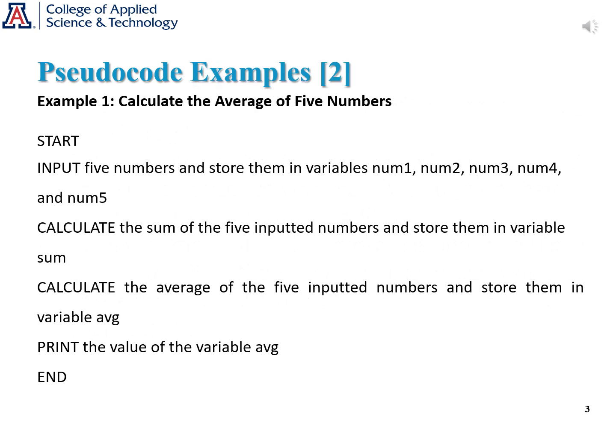Here we will cover two examples on how to write a pseudocode. First example on calculating the average of 5 numbers. So as you see, we start with the word start. Then you input the 5 numbers and store them in variables. We call them num1, num2, num3, num4, and num5. And then we do the calculation: calculate the sum of the 5 inputted numbers and store them in variable sum. And then we can also calculate the average of the 5 inputted numbers and store them in variable AVG. And then you can say print the value of the variable AVG and then you end.